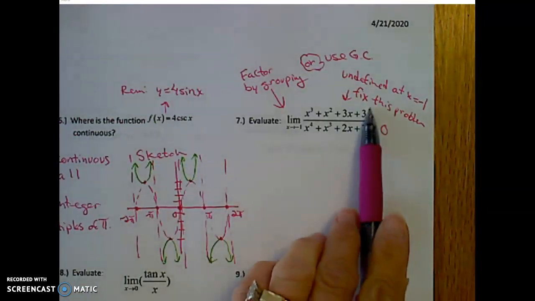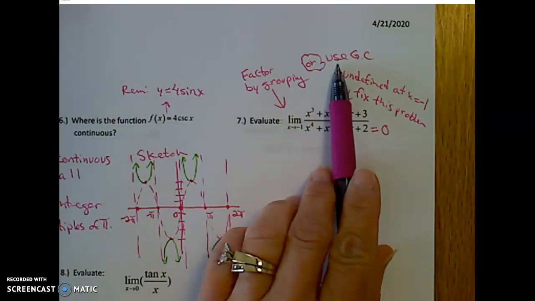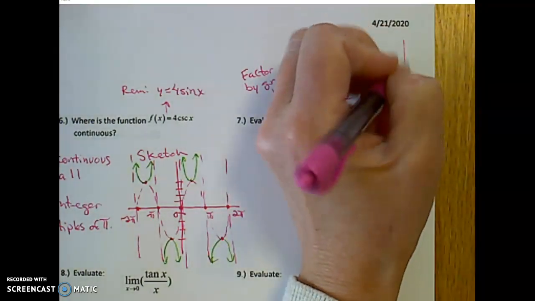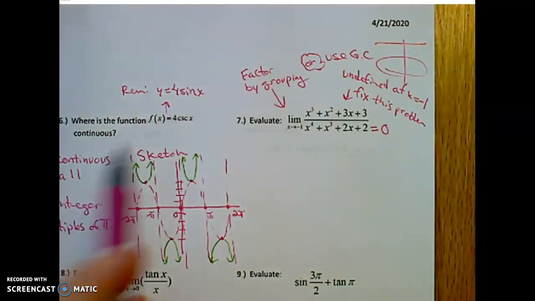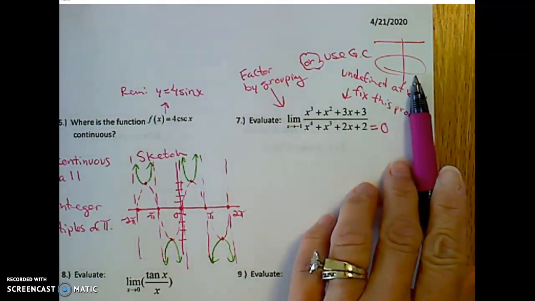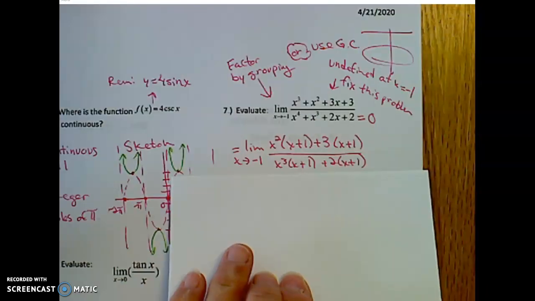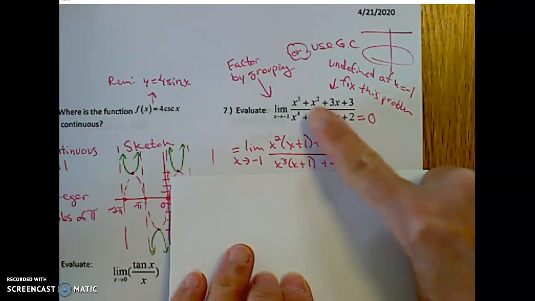Okay, in order to fix this problem, I can either factor by grouping and eliminate the problem spot, or I could use my graphing calculator and in my table look for x values that are getting closer and closer and closer to -1 and see what those y values are getting closer and closer and closer to. I would think we all agree we need some factoring practice, so I'm going to do this by factoring by grouping. Let me pause.